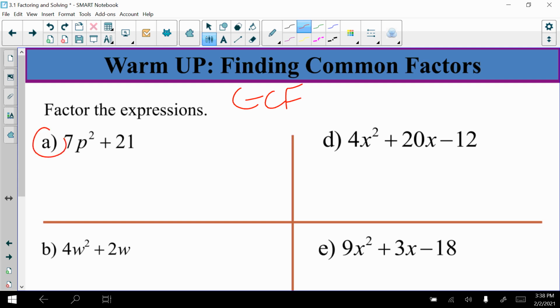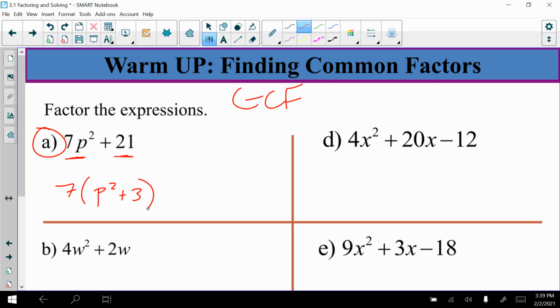Basically, what I'm going to do in this first example is look at each of my terms, and ask myself, is there something that I could divide each one of these terms by? I'm looking at 7p squared, I'm looking at 21. I see that 7 and 21 are both divisible by 7. So I say, hey, I could factor a 7 out of that. So I divide everything by 7. I'm pulling a 7 out to the very beginning, and I divide each of these terms by 7 one at a time. So 7p squared divided by 7 just is p squared. And 21 divided by 7 is 3.